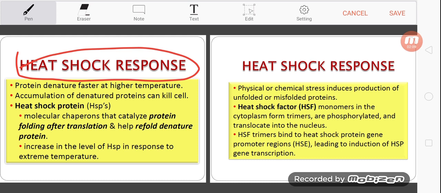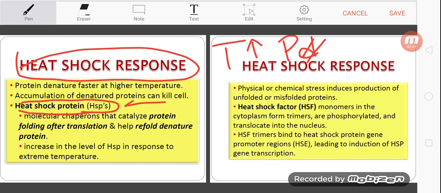What happens in the cell? We have these protein molecule chaperones. We call them heat shock proteins, HSP. They are molecular chaperones that catalyze protein folding after translation and help refold the denatured protein. There is an increase in the level of HSP in response to extreme temperature. When the temperature is high, a lot of protein is denatured, and that's when this HSP protein will react.